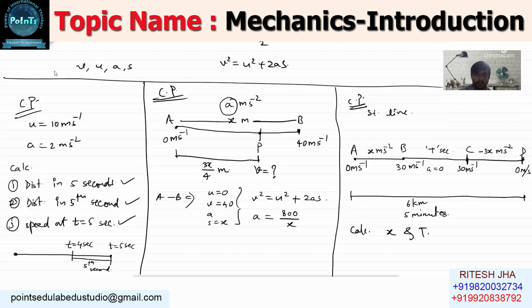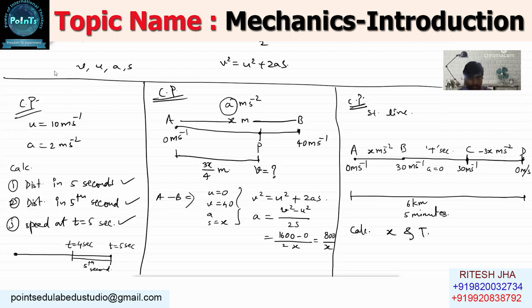Where is this coming from? The V squared is 1600. Yes, the initial speed is 0. So it's 1600 is equal to 2AX. So this is 1600 minus 0 divided by 2x. So this will be 800 over x. You get it?